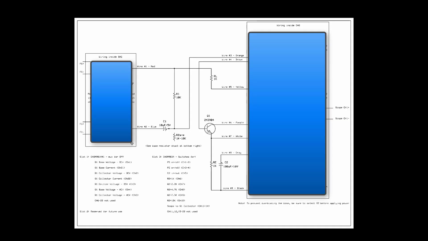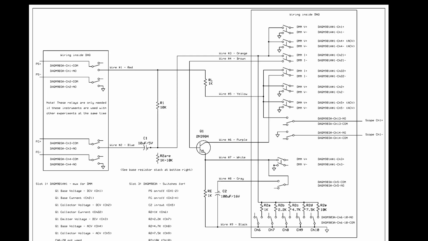The blue boxes represent wiring that will occur inside the data acquisition unit. Power supply, function generator, a loop to measure base current, a loop to measure collector current, and a way to connect the bypass capacitor. Now let's look at this in a little more detail. It helps to color code the wiring.